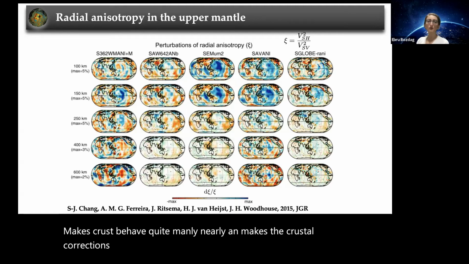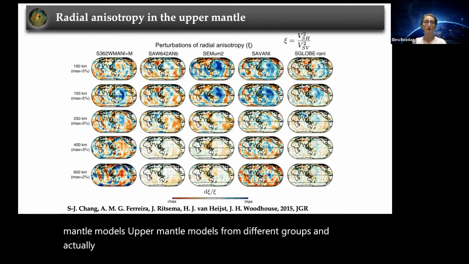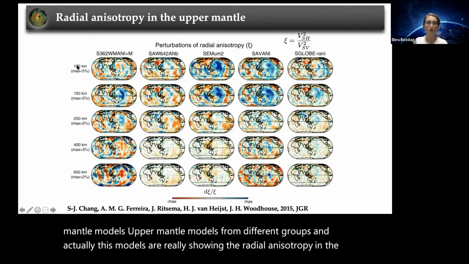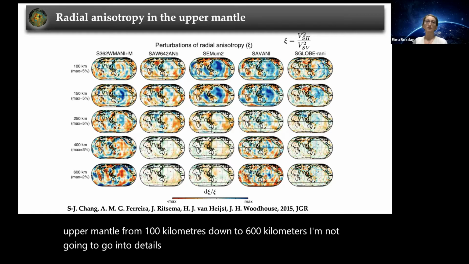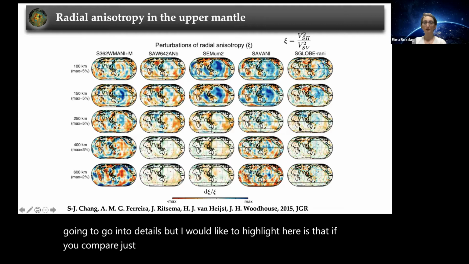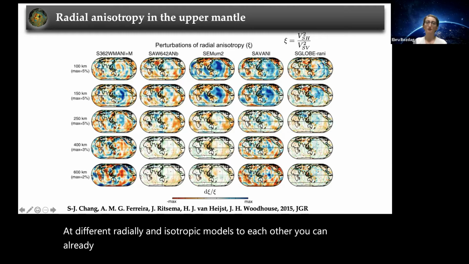So here you see a collection of different mantle models, upper mantle models from different groups. And actually these models are showing the radial anisotropy in the upper mantle from 100 kilometers down to 600 kilometers. I'm not going to go into details. What I would like to highlight here is that if you just visually compare these different radially anisotropic models to each other, you can already see significant differences between them.